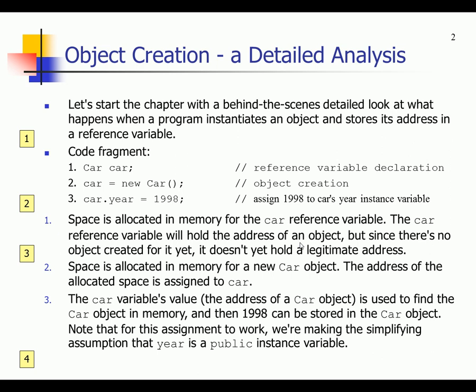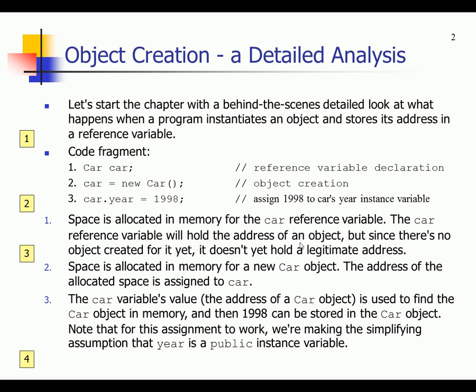It's kind of like buying a house. I bought a house at 84 Tree Line Drive. There's my address. So my deed really tells me what I own, the address of it. So it says the car reference variable will hold the address of the object, but since it's not created yet, it's not really legitimate. It's not really there until we actually instantiate it. So space is allocated in memory, but we really haven't done anything with it yet.